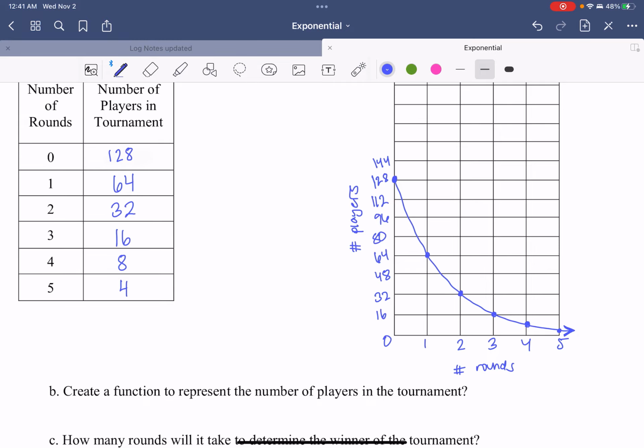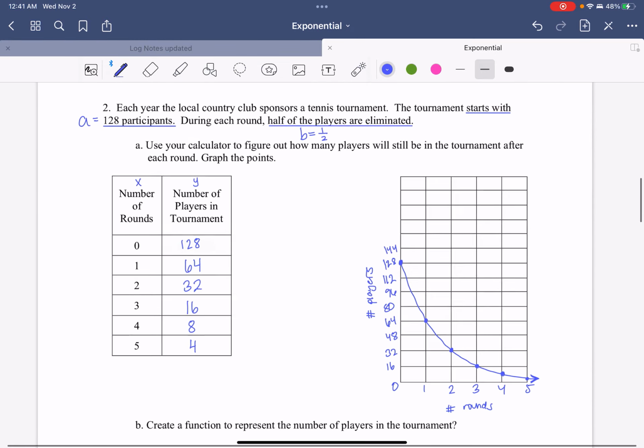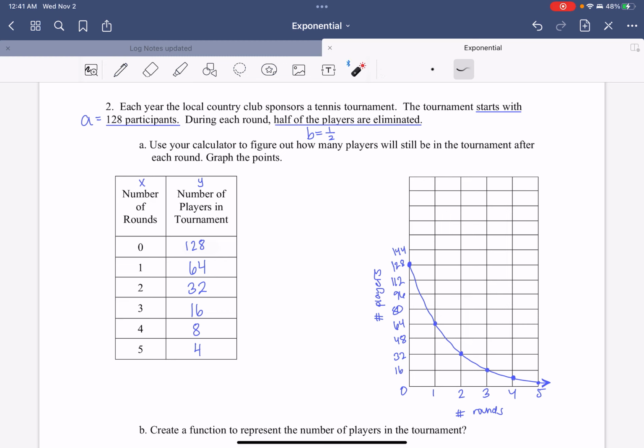Okay, so some indicators that this is an exponential decay problem. So B is a fraction, meaning that it is less than 1. So if B is less than 1, it's decay. And then you can see in the picture that the graph is decreasing.